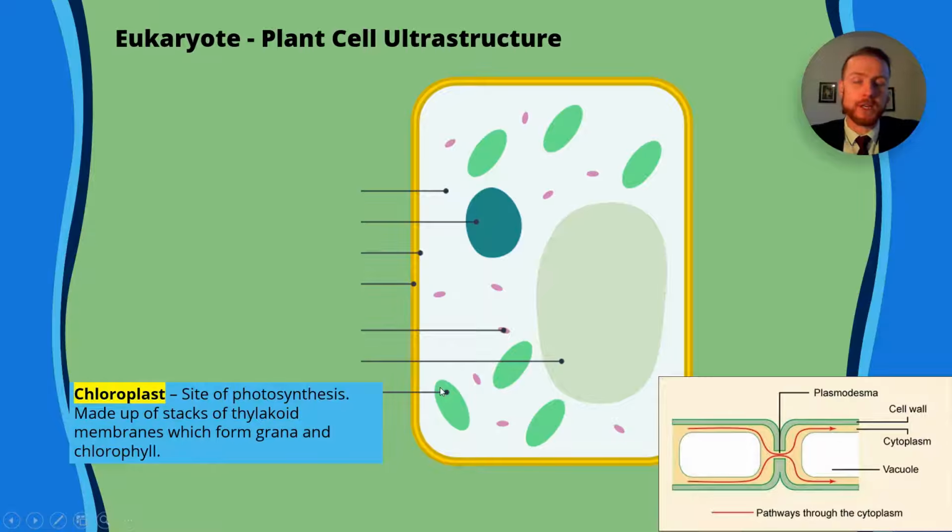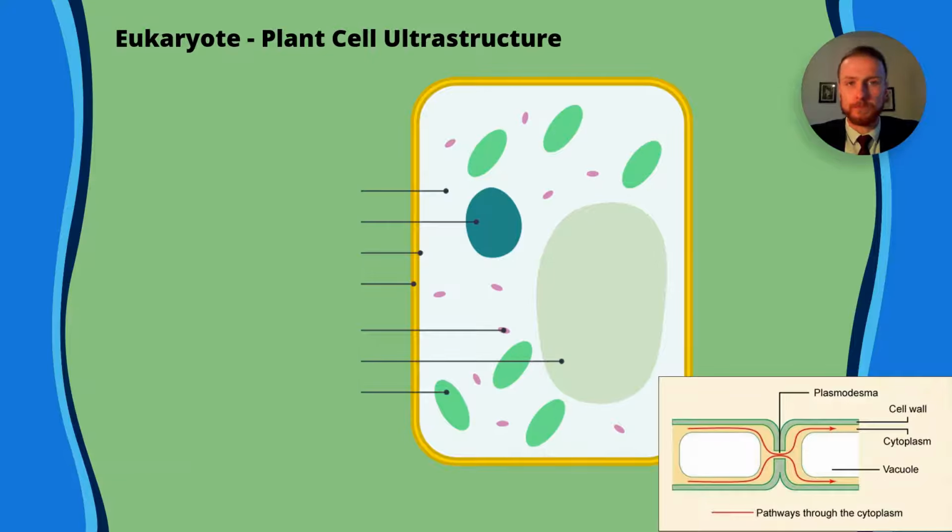site of photosynthesis, and it's made up of stacks of membranes called thylakoid membranes, and they look like little stacks of pancakes if you look at them under the electron microscope, and they stack up to form grana. And within the chloroplast is chlorophyll, which is the pigment that absorbs light in photosynthesis.